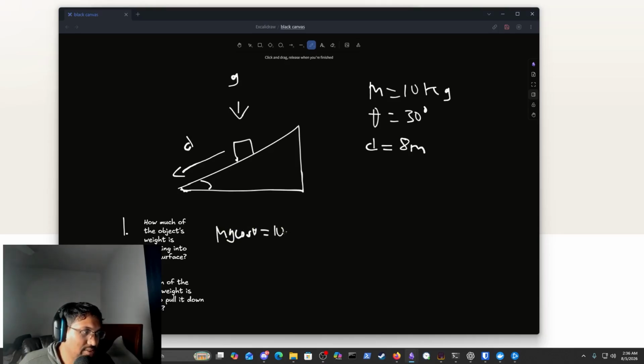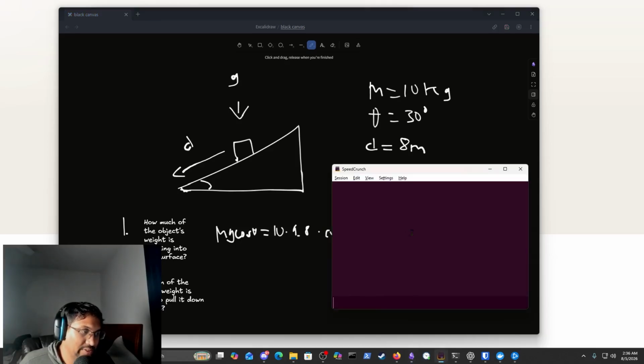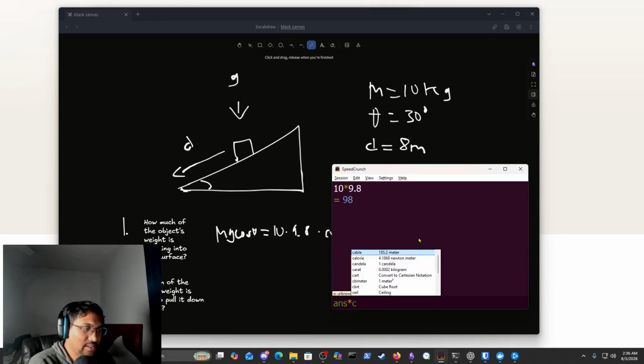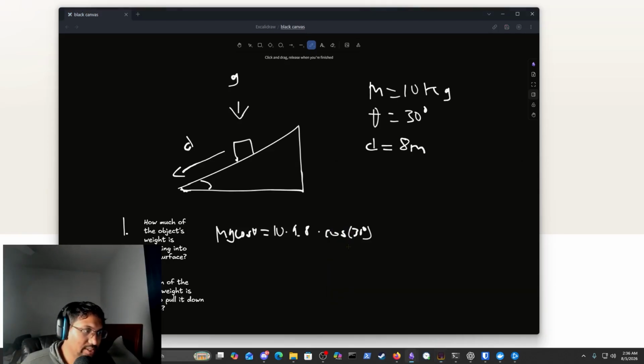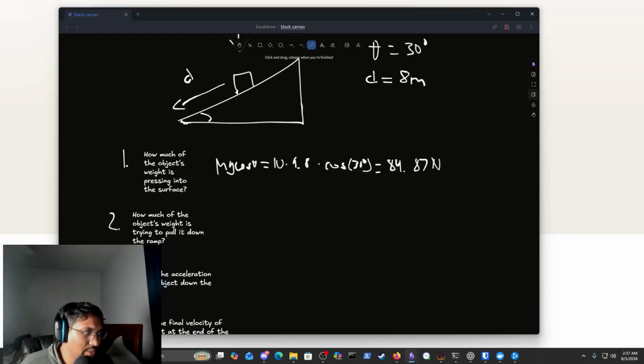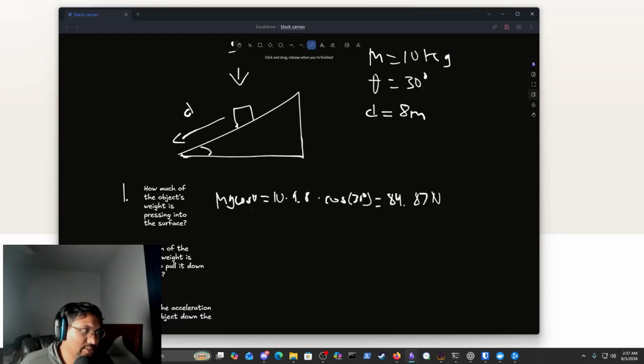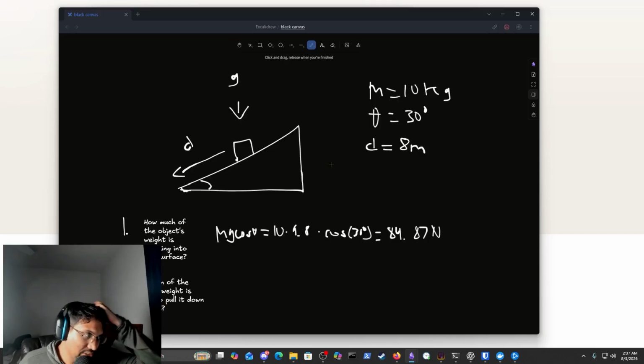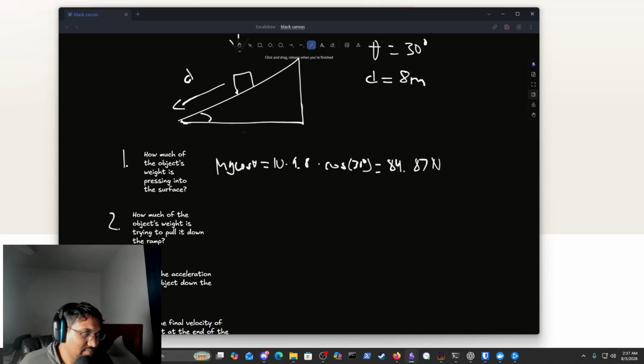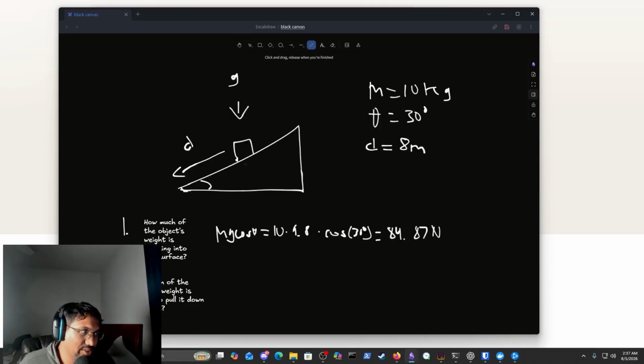So we do the mass times acceleration due to gravity times cosine of 30 degrees, which should be about the square root of 3 over 2. We take our calculator out and do 10 times 9.8 times cosine of 30, and we get 84.87 newtons. When you think about it, 30 degrees isn't that much to lift it off. This is not exactly drawn to scale; 30 degrees would be a lot less steep. So that makes sense. Most of the weight is still pushing against the surface.